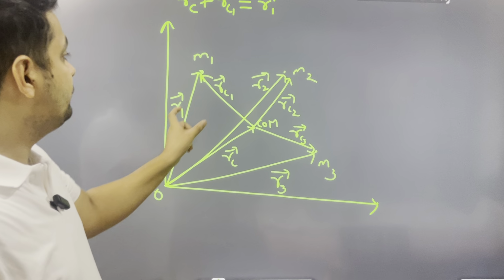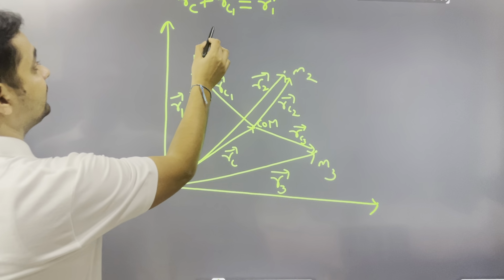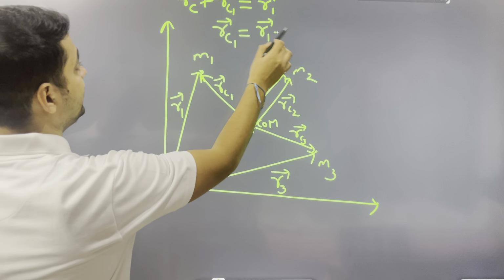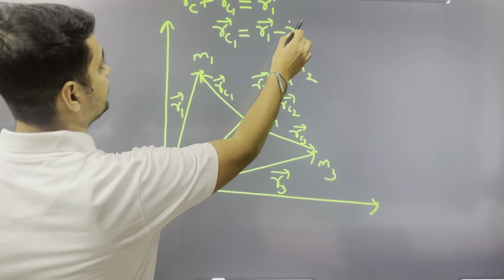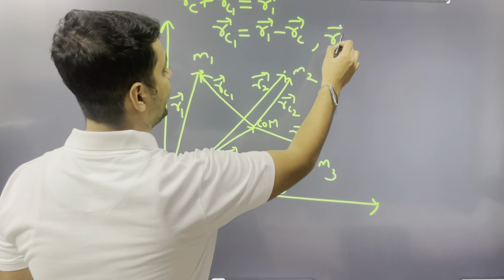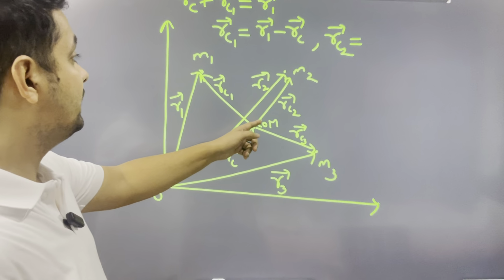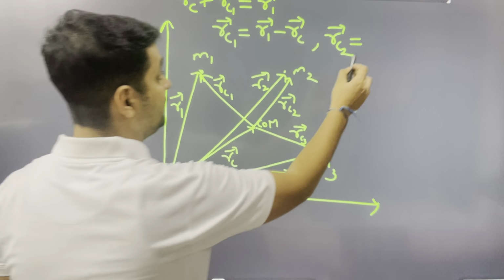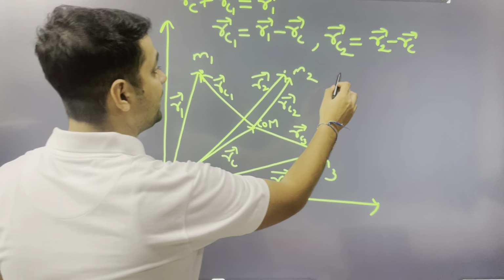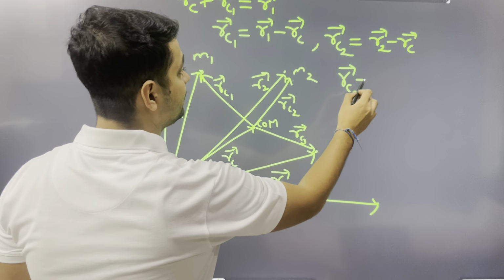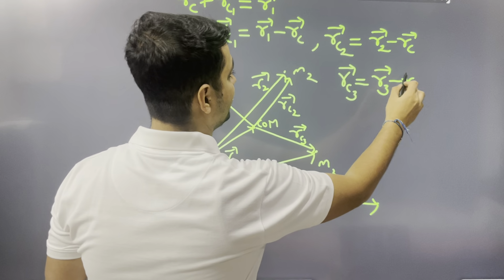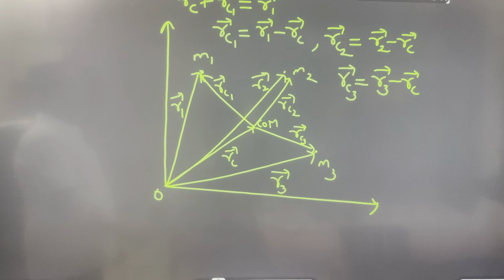Now I have to find rC1 vector. So what is rC1 vector? rC1 vector is r1 vector minus rC vector. Correct. Similarly, we can write rC2 vector. What is rC2 vector? Same way, r2 vector minus rC vector. Correct. Same way, if I want to write rC3 vector, it can be written as r3 vector minus rC vector. Correct.